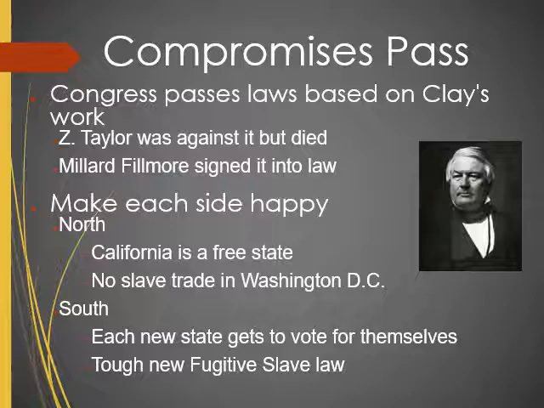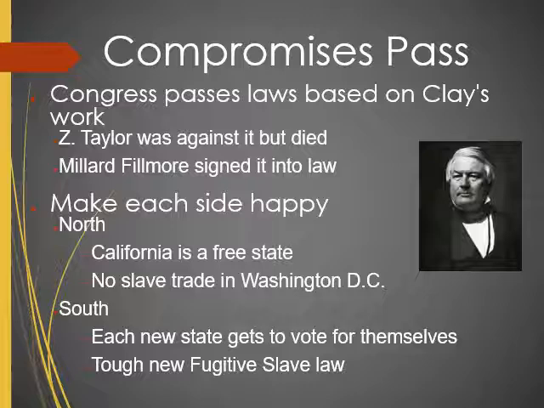And so this compromise had a plan to make both sides happy. For the North, they were going to get the 2 things they wanted. They were going to get California entered into the Union as a free state, and they were going to get no slave trade at all in Washington, D.C. Now, the same law that made it so that no slave trade was in Washington, D.C. also said, though, that the government can't regulate if there's trade or not in the slave states. You can't do that.